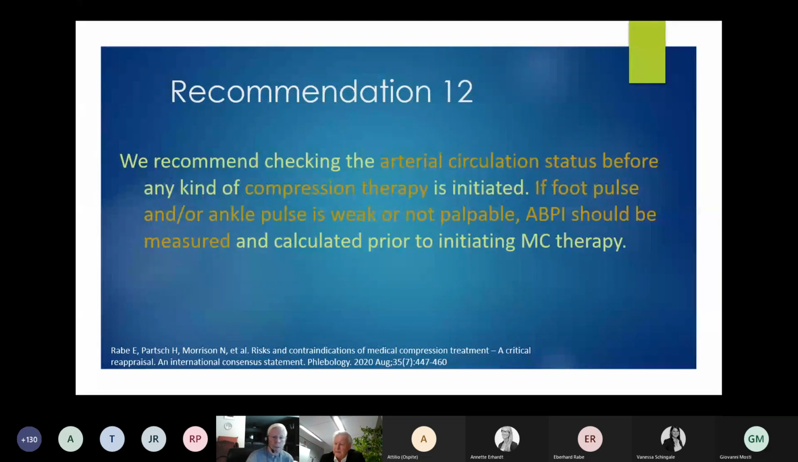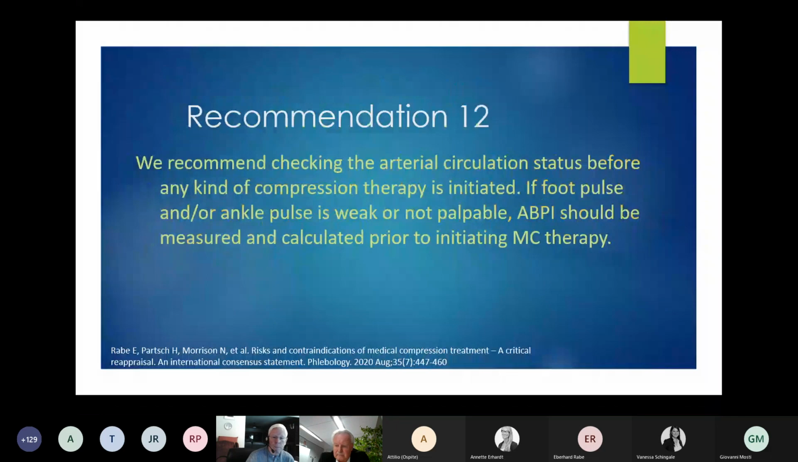presentations. Now, we recommend checking the arterial circulation before any kind of compression therapy. So if the foot pulse or ankle pulse is weak or not palpable, an ABI absolutely should be measured and calculated prior to initiation of the compression therapy. Again, the circulation status should be assessed before any compression is initiated; if the foot pulse or ankle pulse is weak or not palpable, an ABI should be measured.